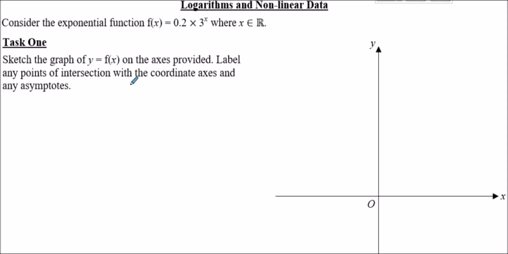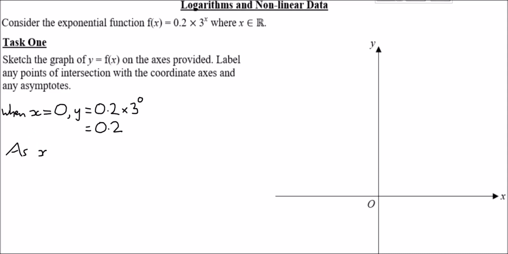What we need to remember here is we can work out the sketch by inputting certain values. For example, when x is equal to 0, y is going to be 0.2 multiplied by 3 to the 0. Anything to the power 0 is 1, so y is going to be 0.2. So it's going to cross the y-axis at 0.2.